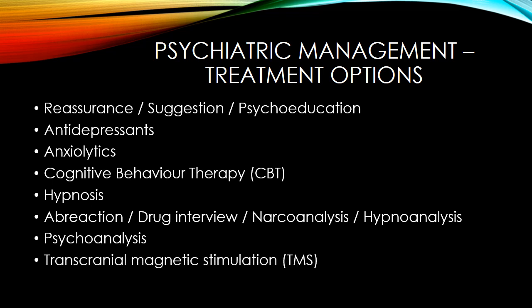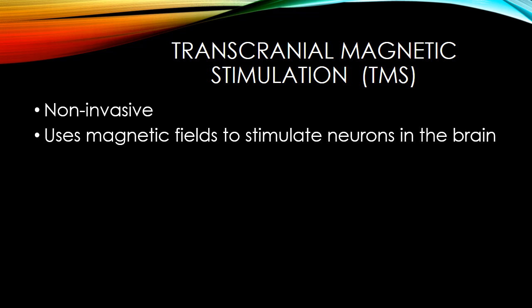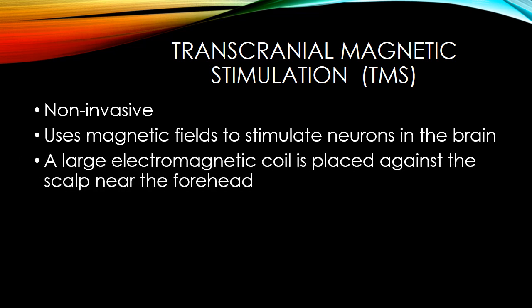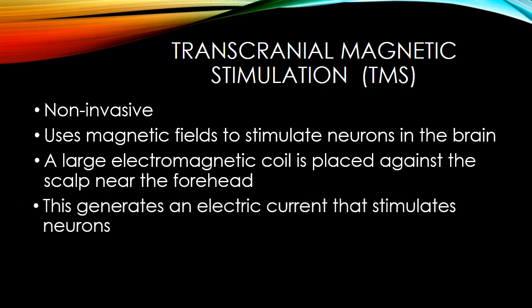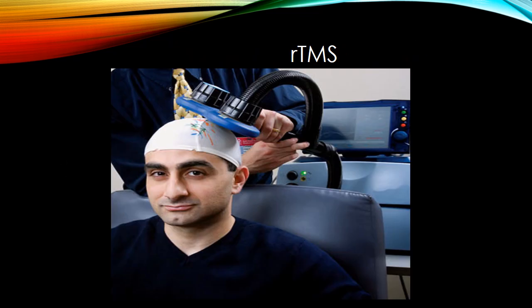Transcranial magnetic stimulation, which is a modern treatment, has been shown to be effective in some cases of conversion disorder. Because this is a relatively new treatment, I thought I'd mention some key aspects of it. It is non-invasive. It uses magnetic fields to stimulate neurons in the brain. A large electromagnetic coil is placed against the scalp near the forehead, and this generates an electric current that stimulates the neurons. Repetitive transcranial magnetic stimulation is used therapeutically. And this is what it looks like.